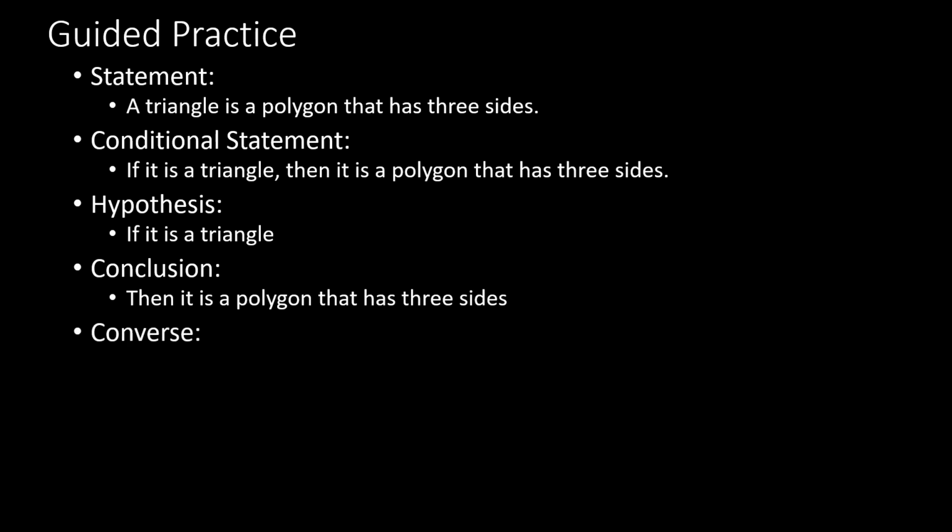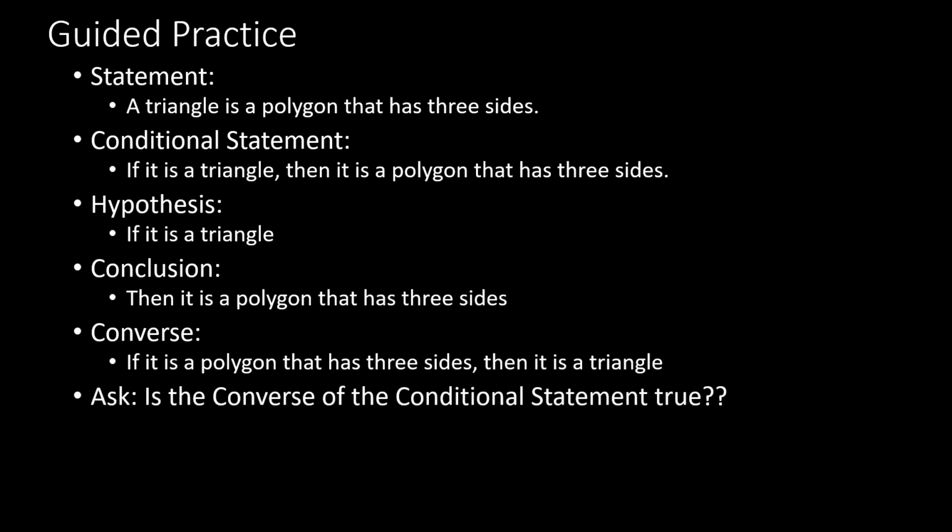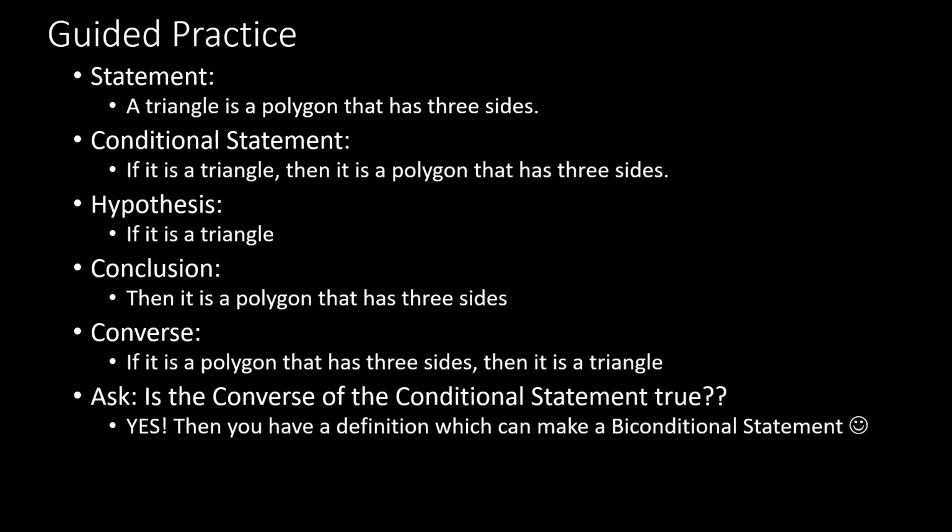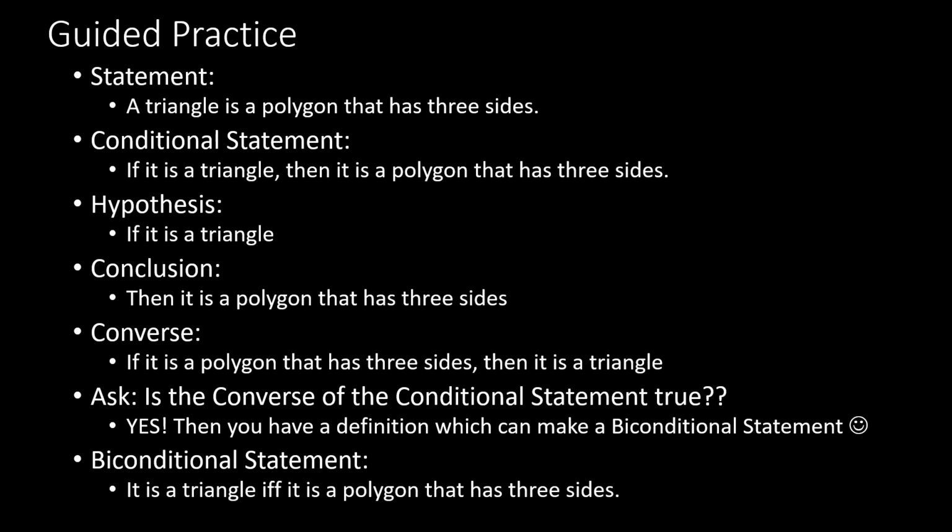So try writing the converse. Did you get something like, if it is a polygon that has 3 sides, then it is a triangle? Ask, is the converse of the conditional statement true? If yes, then you have a definition which can make a biconditional statement. So here's where that logic comes in, and you have to think about the truth in your statements. So this can look like a biconditional statement by writing it, it is a triangle if and only if it is a polygon that has 3 sides.